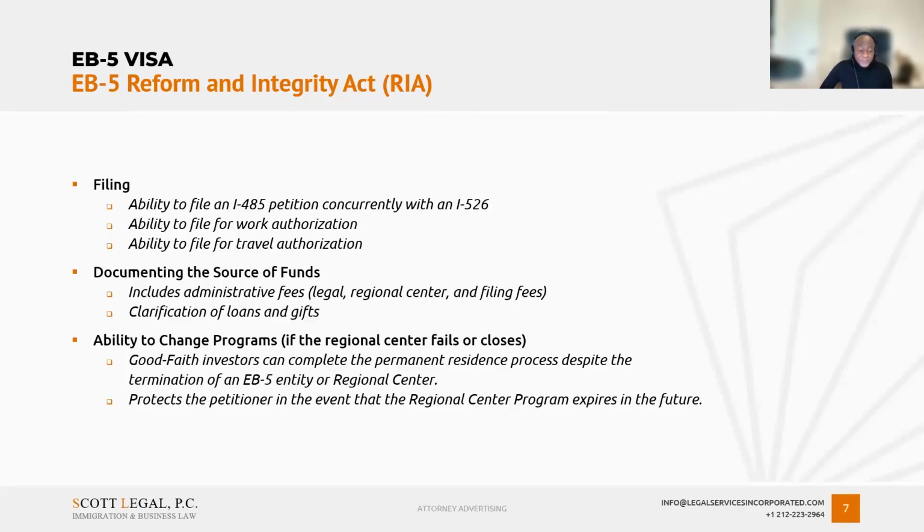They clarified loans and gifts because they were in the legislation. They almost implemented something that said that gifts can only be from immediate family members, but they changed that. So loans and gifts are both fine, but you do have to prove the source of funds for that. And then some procedures or policy or law was put in that if the regional center fails or closes through no fault of the individual, they do have some recourse, whereas that didn't exist before.